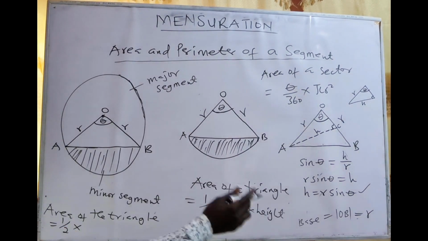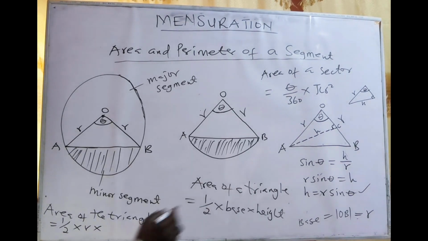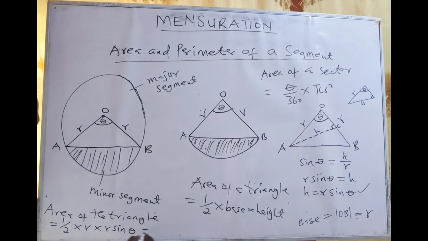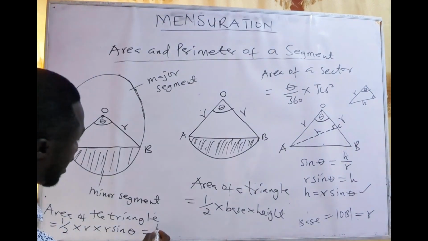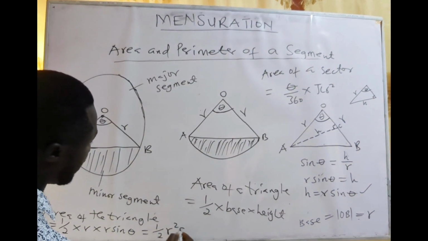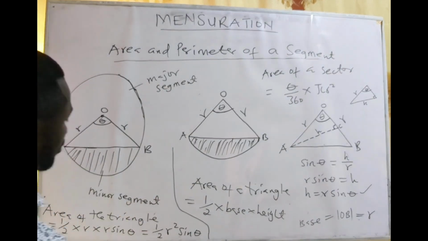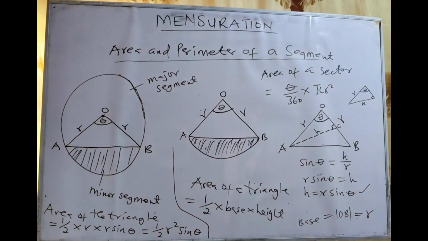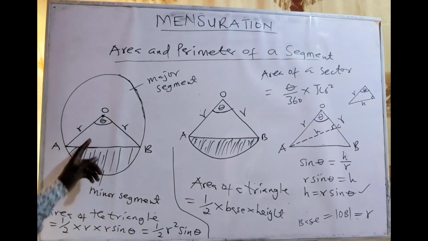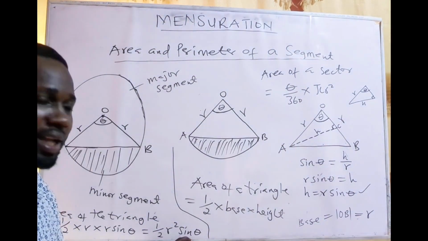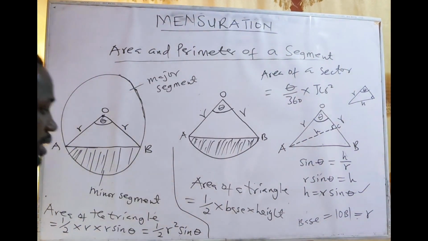What is the base? R. What is the height? R sine theta. So R times R, that is half R squared sine theta. So the area of the triangle becomes half R squared sine theta.